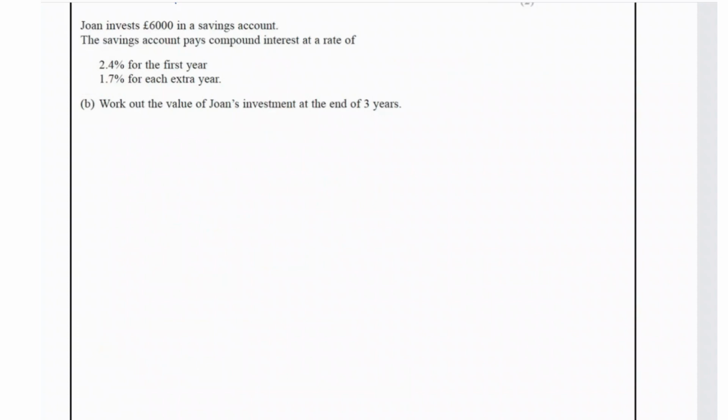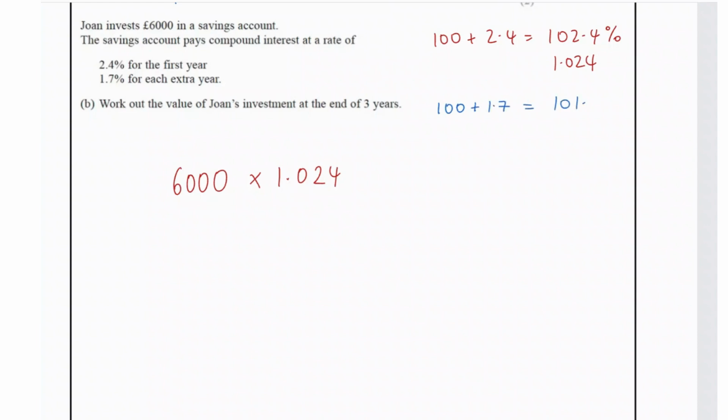And on the end of this question is a compound interest rate question. So £6,000, getting 2.4% for the first year, so 1.024. That came from 100, add 2.4, which is 102.4%, and as a decimal is 1.024. For each extra year, Joan gets 1.7%, so the money increases by 101.7%, and the multiplier for that is 1.017.